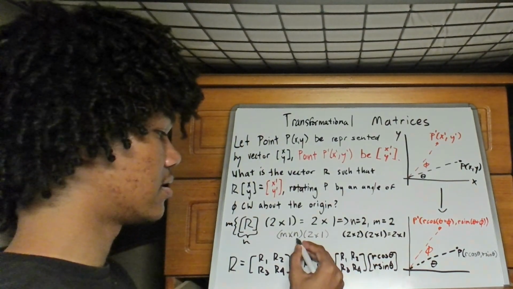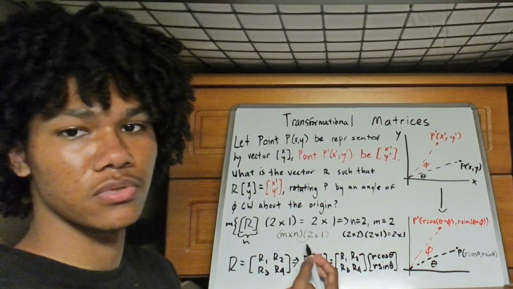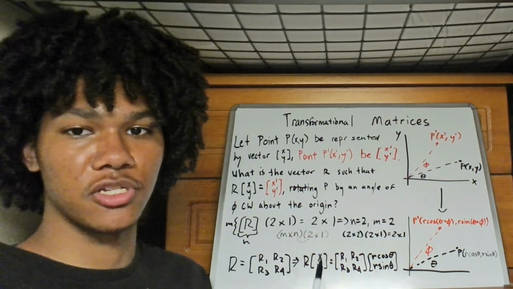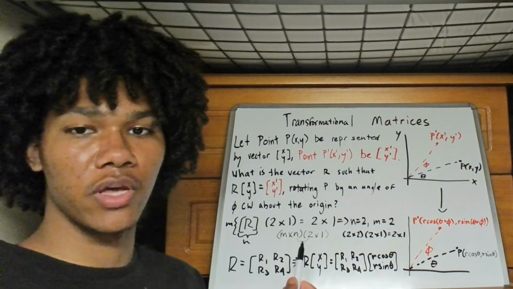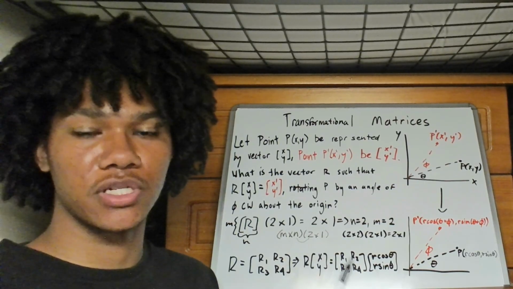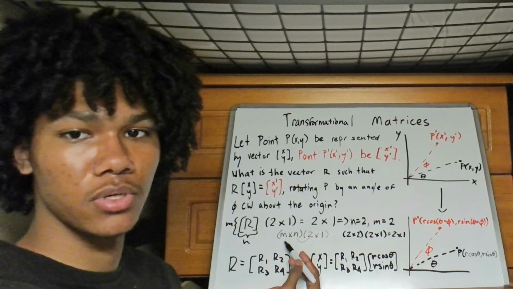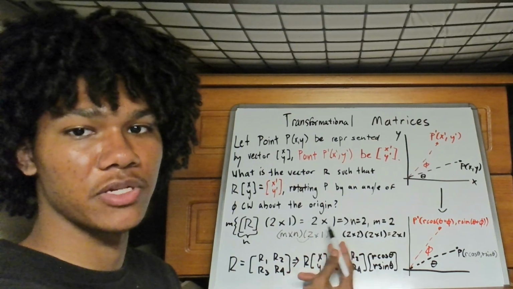So we know that n has to be equal to 2. Next, we're going to look at what we want to get from this multiplication to determine what m should be. So if you understand how matrix multiplication works, you'll find that m has to be equal to 2 to result in a 2 by 1 matrix.